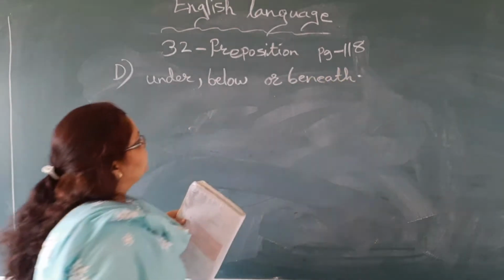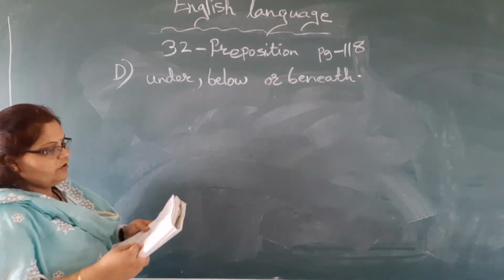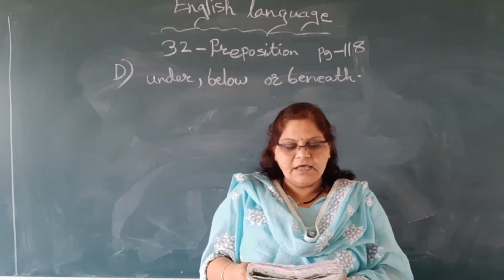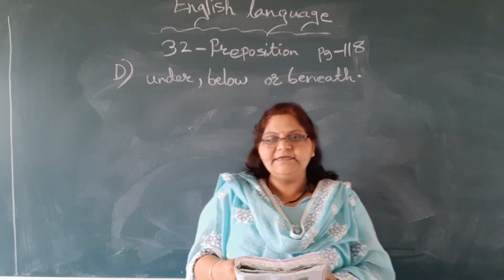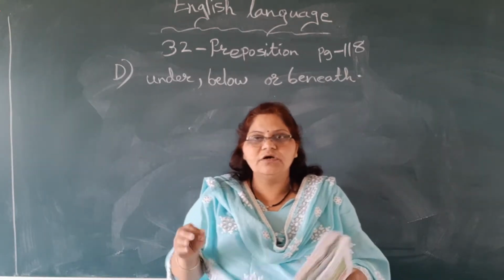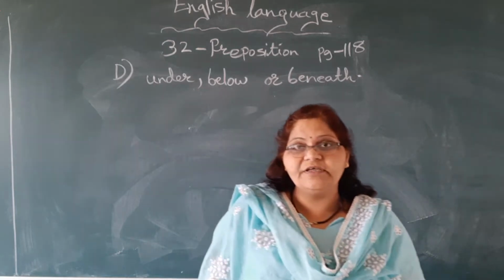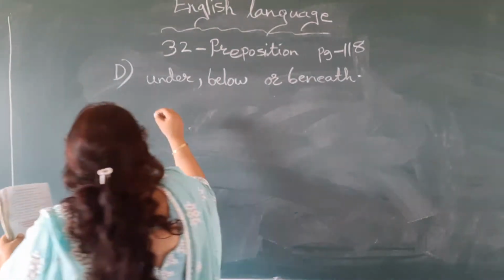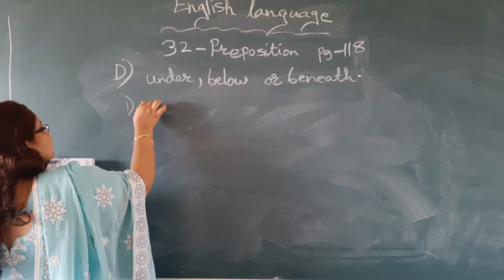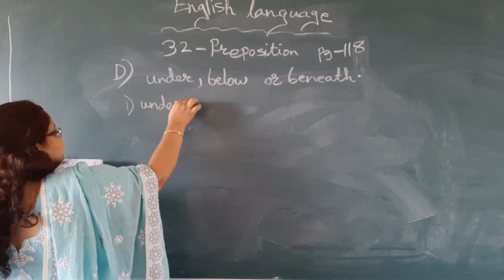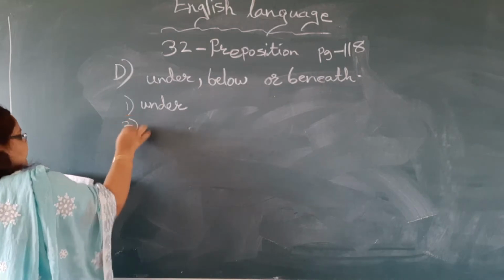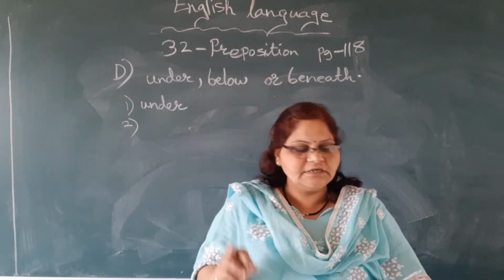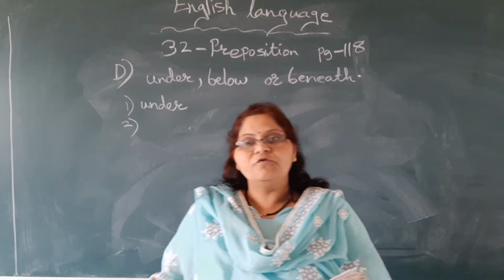Just read the sentence and we know where we have to use these preposition words. The first one: the little boy hides dash the table. A little boy wants to hide. So where is he hiding? Under the table. Where is he going to hide? That is under. Table ke niche. That is under.